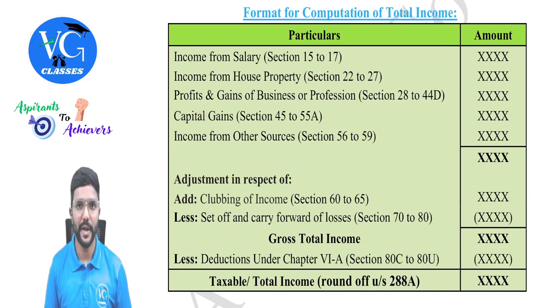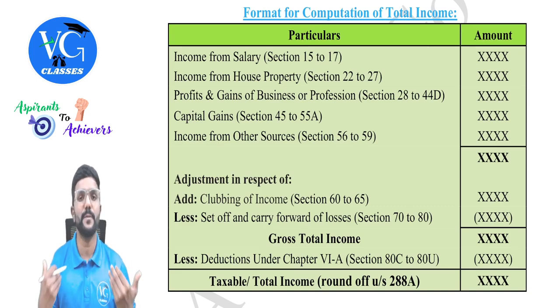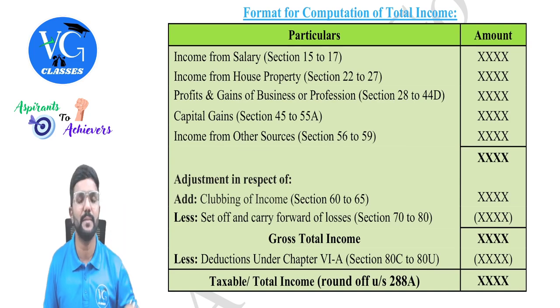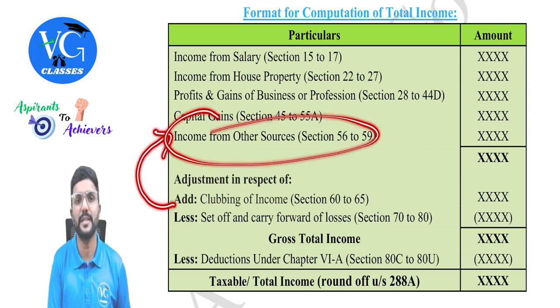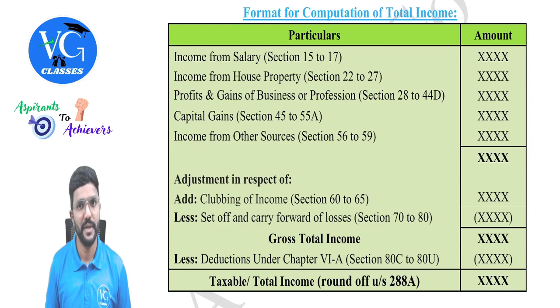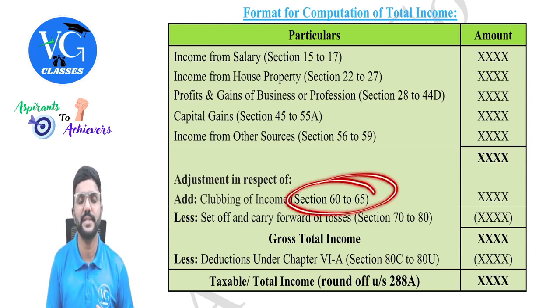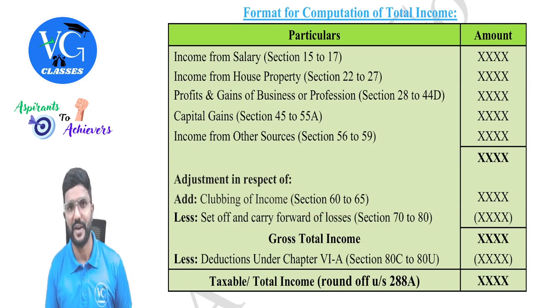And whenever the assessee is supposed to pay tax on someone else's income, like spouse or minor children's income, clubbing will always be attracted under the head income from other sources for the assessee, guys. If at all it is getting attracted. Okay. And clubbing provisions are covered in sections 60 to 65.